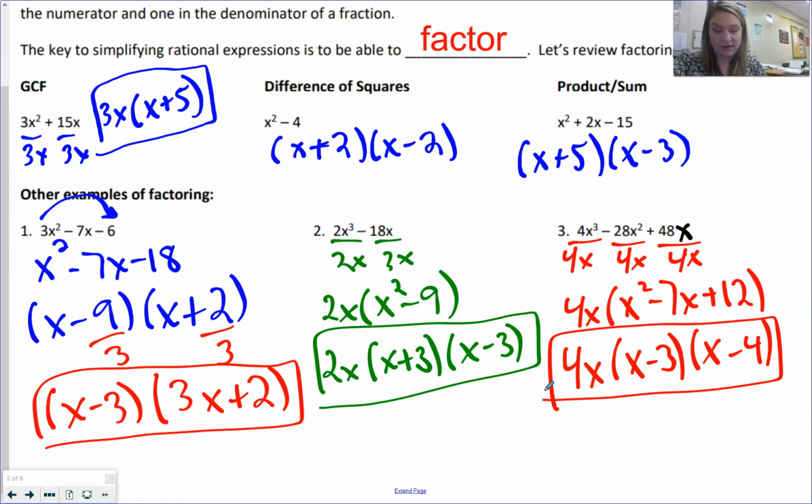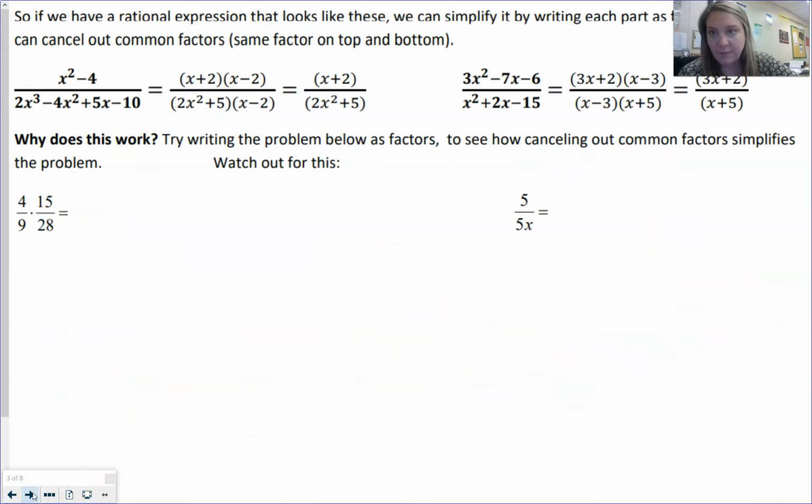Okay, so we are going to factor today as we simplify, because we're going to have quadratics in fraction form. So we've got to remember how to factor. If we have rational expressions and I want to simplify them, I do have to factor each piece first. Then when we simplify, we can cancel out common factors. That means it's the same factor on top and on bottom.